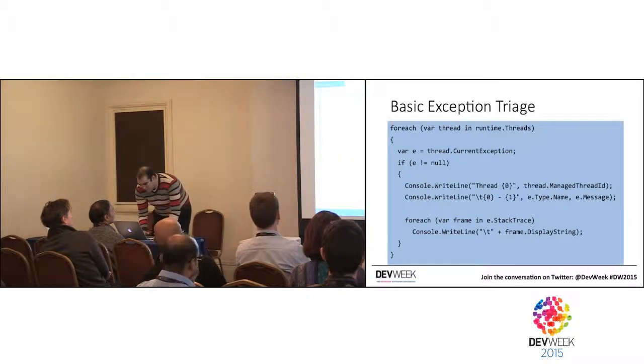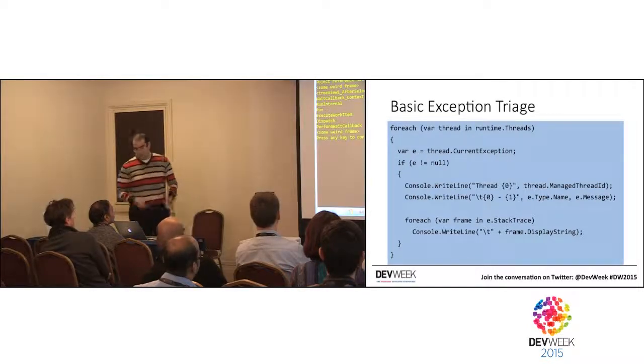Yeah, so I suppose some don't have methods. So if frame.method is null, then let's just print some weird frame. And in all other cases, let's print the frame method name. Okay, so here's what it looks like.